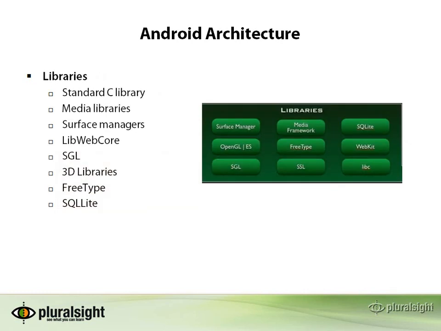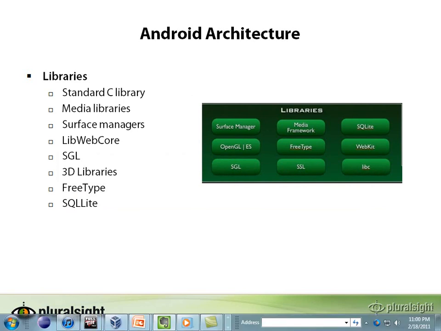Then we're going to look at the libraries here. In these libraries, you're going to have things like the standard C library, libc. The media libraries are going to be composed of things for audio, video, images. It handles a huge amount of different audio, video and image formats. The Surface Manager is basically going to give you access to the display. It integrates the 2D and 3D layers together. You can have both on a screen in an Android application.